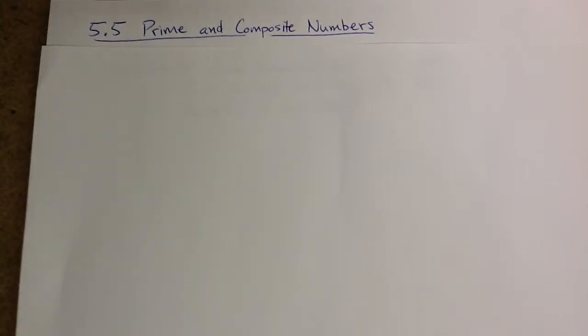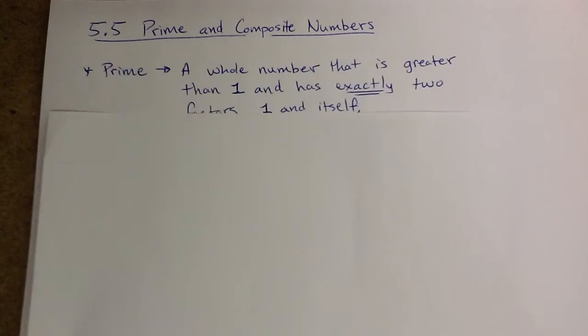In this lesson, we're going to be looking at prime and composite numbers. We're going to define each, and we're also going to give some examples. Now, let's start with prime. A prime number is a whole number that is greater than 1 and has exactly two factors, 1 and itself.